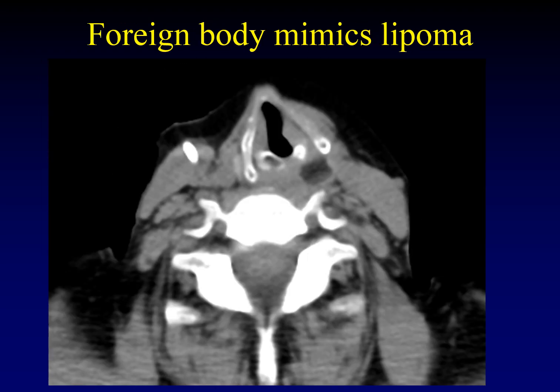Not everything that is of low density on CT is a lipoma. This sort of rectangular structure here looks a lot like a lipoma, or looks a lot like that fibrolipoma on the previous slide, but in fact it's a plastic piece from a toy that has been swallowed and lodged in the hypopharynx.